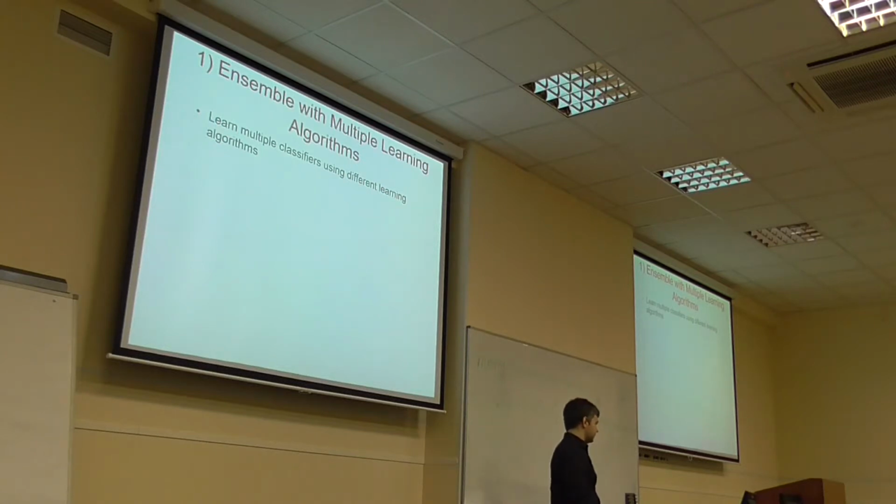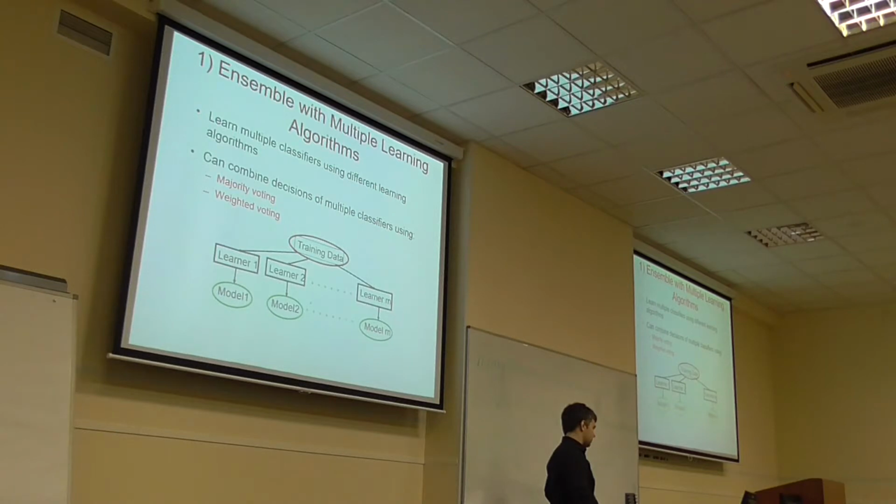So we have an ensemble with multiple learning algorithms, and these learners give us models, and then we can use majority voting or weighted voting to get the result as a wrapper. So then we combine them somehow and get the final result.